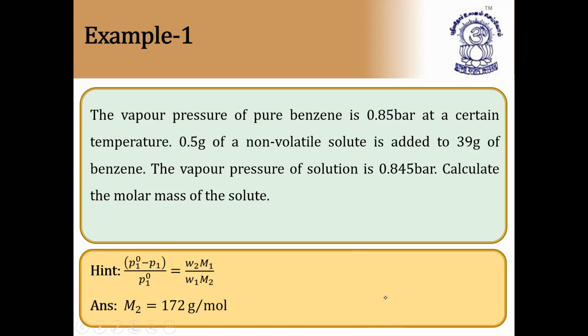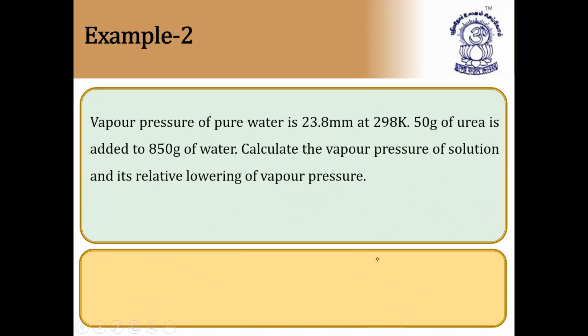Next question. Example 2. Vapor pressure of pure water is 23.8 mm at 298 kelvins. Sometimes they will not give the vapor pressure of water, but here they have given 23.8 mm at 298 kelvins. 50 grams of urea is added to 850 grams of water. You know urea is the solute and water is the solvent. Calculate the vapor pressure of the solution, which is related to lowering of vapor pressure.